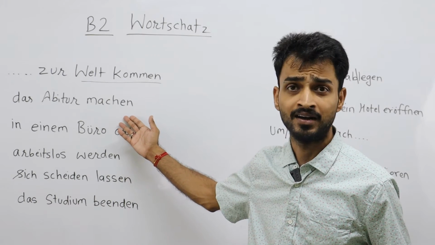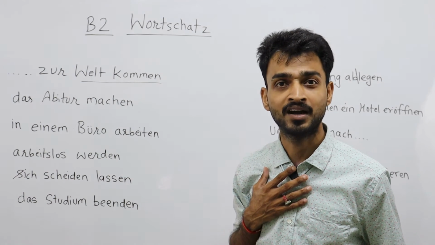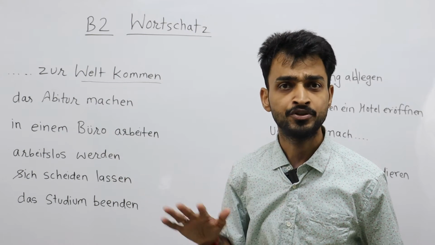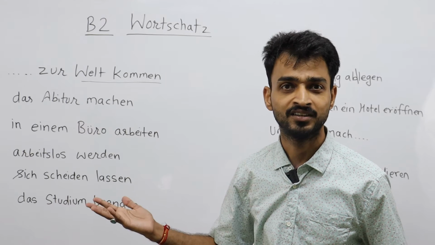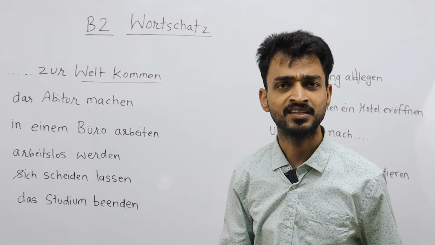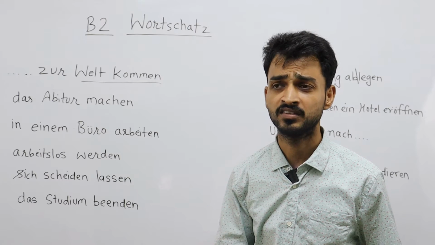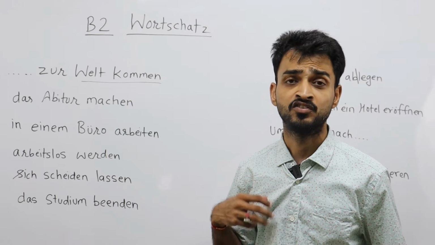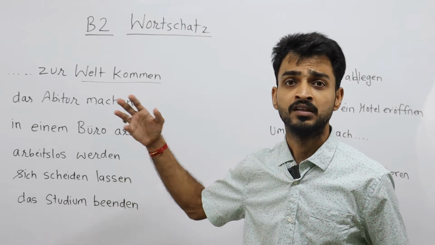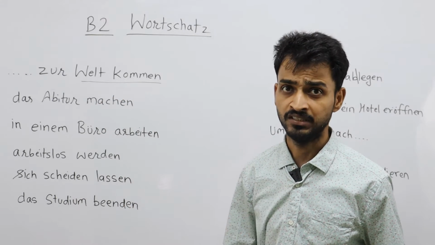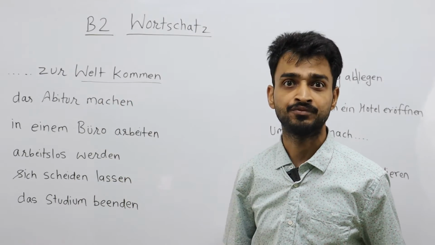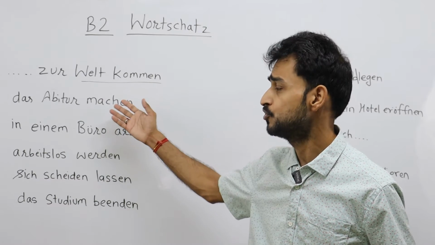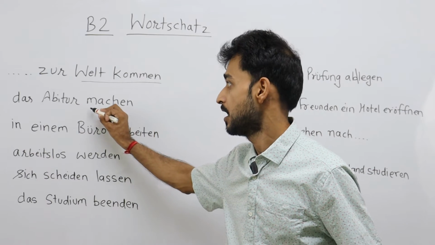So: das Abitur machen. Ich habe das Abitur gemacht. I have done the Abitur. Mein Freund hat kein Abitur gemacht. He has not done Abitur. Like we have the CBSE exam in class 12, CBSE exam or state board examination, and after passing the exam we get a certificate. Similarly in Germany, after passing the last class, that is 13th, they get this Abitur certificate, Zertifikat, Zeugnis, das Zeugnis. So das Abitur machen, the verb is machen.